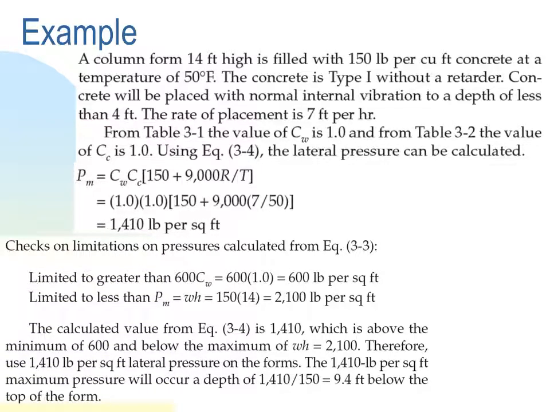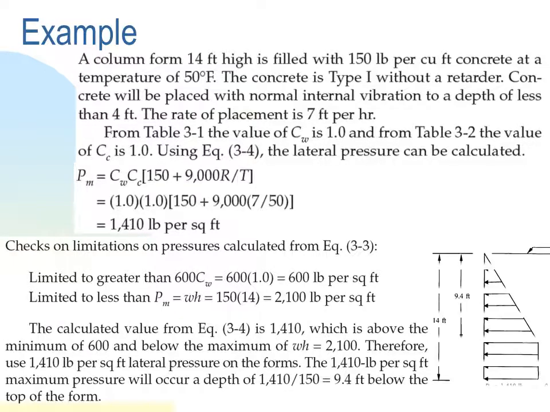Then again we are between the two boundaries, the upper limit and the lower limit. So when we draw it, again we'll have a trapezoidal shape. However, the depth of the maximum value that we have calculated, the 1410, is 9.4 feet, which is based on 1410 over 150. So this is 9.4 feet below the top of the form.